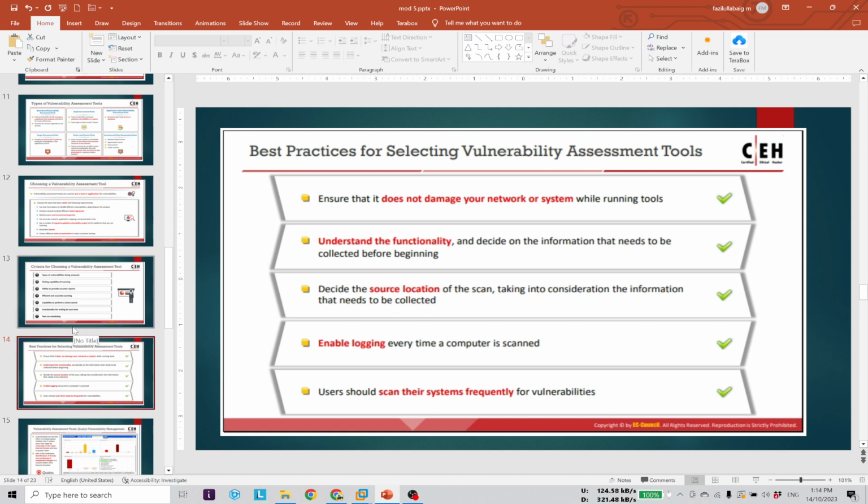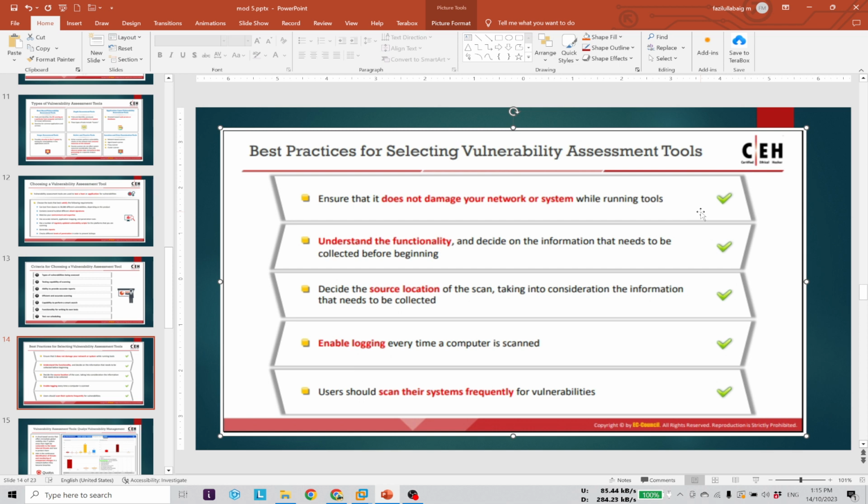Best practice for selecting vulnerability assessment tools. Let's see point number one: ensure that it does not damage your network or system while running tools. As we saw in the previous slide, there are active and passive scanners. So here, a passive scanner should be used so that it does not disturb our network or damage any kind of data.